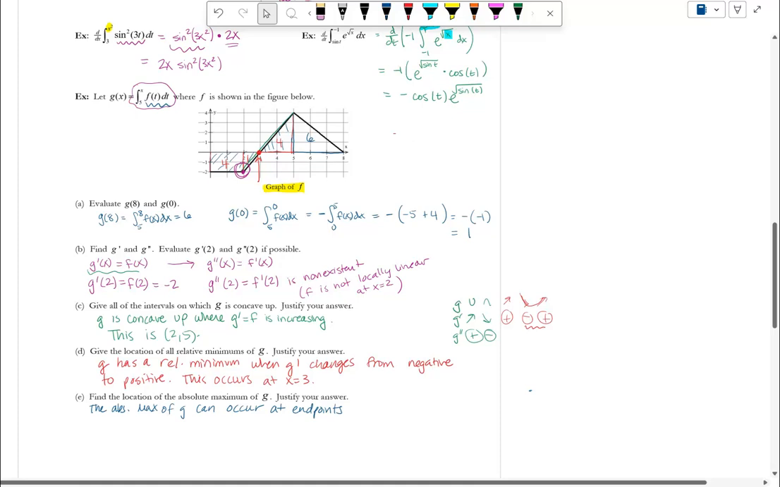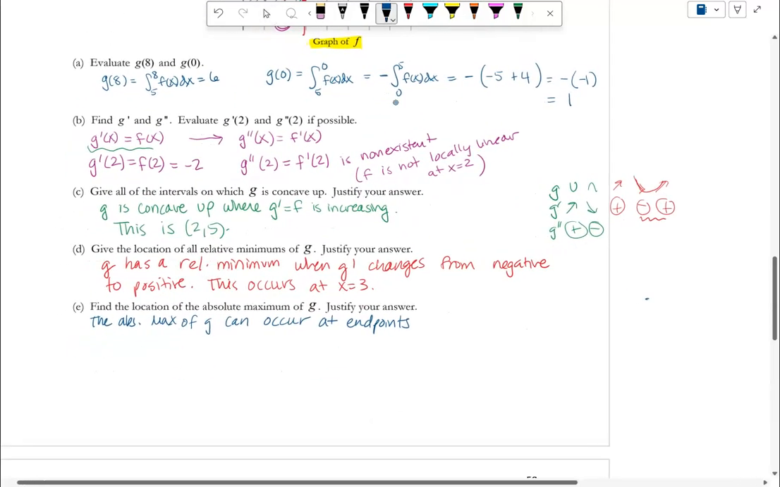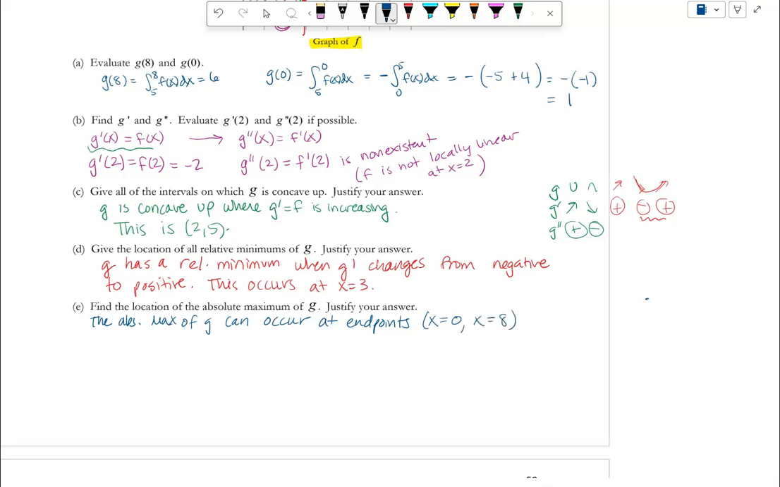Now, we weren't given a closed interval here, and I really think this problem would be better if it stated explicitly that g exists on this domain from 0 to 8. So the absolute maximum value of g can occur at our endpoints x equals 0 or x equals 8, or at critical values of g. So remember, critical values of g, that's going to be where g prime equals 0 or where g prime is undefined.